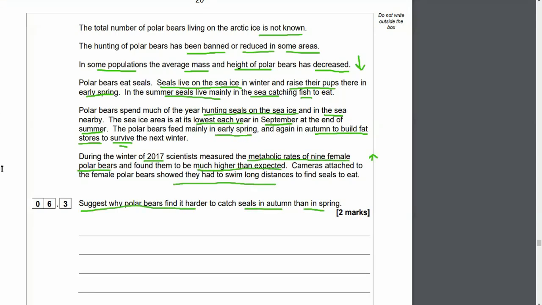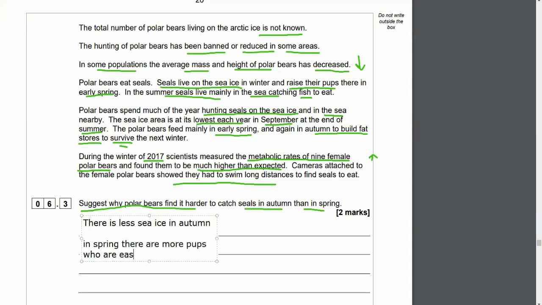So, suggest why polar bears find it harder to catch seals in the autumn than in the spring. Well, we're told in the text, and suggest means you've got to come up with your own ideas, sensible ideas. We've been told in the text that there's less sea ice in the autumn, so the polar bears have got to swim more, and that might require more energy.